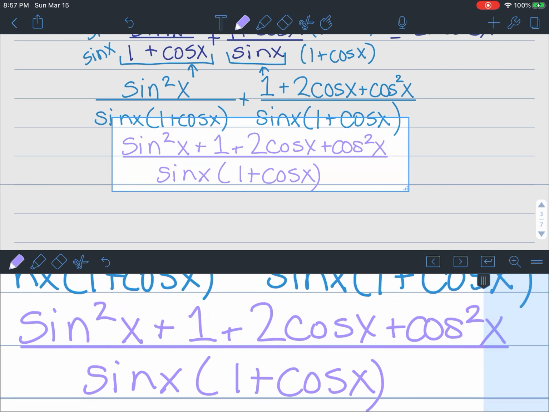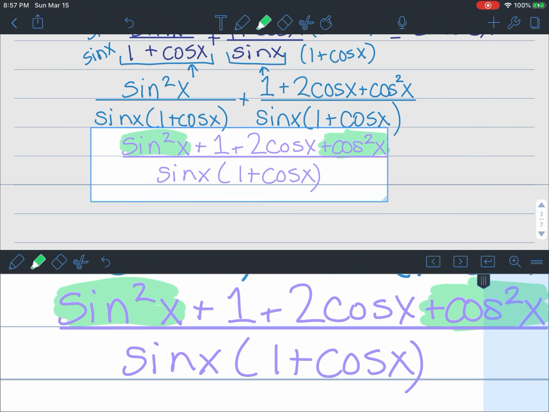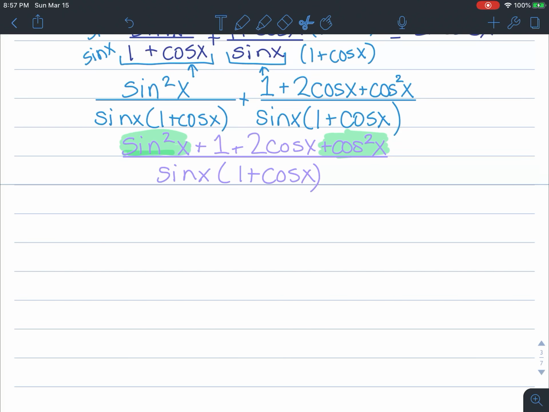So now let's look at the top and see if we can do any cleaning up. Do you see this? We talked about this last time. I see a sine squared x and a cosine squared x, and they're added. Even though they're far away, it doesn't matter; they're still being added together. So what do these two equal? They equal 1. Again, it's almost like I planned it.